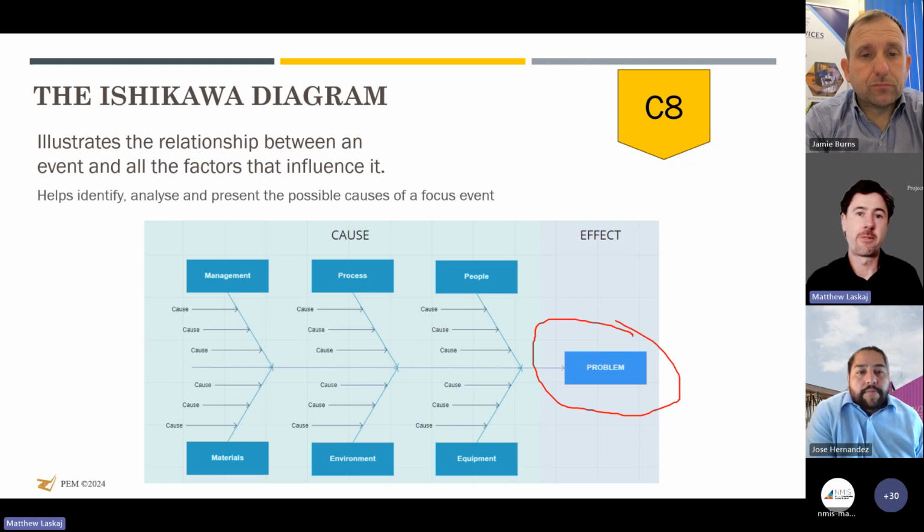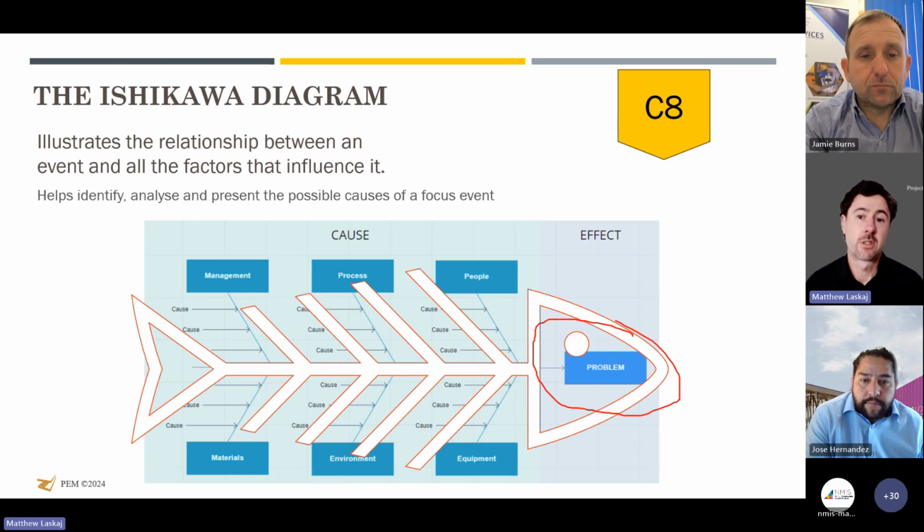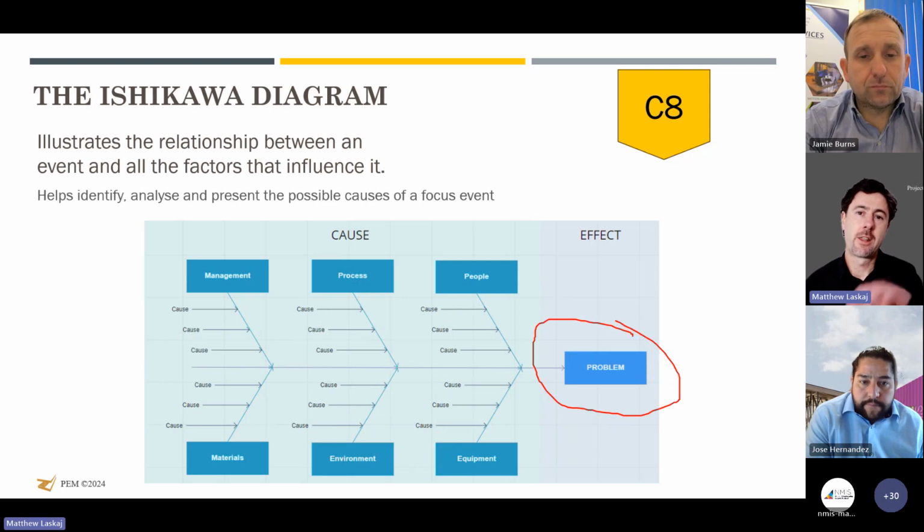The problem is my fan stopped working. And that's called the fishbone diagram, because it kind of looks like a fish bone, a fish skeleton. So in the head of the fish, the problem is the fan stopped. But what else could have been a cause of that? So rather than saying, oh, it could be the bearing, it could be the belt, it could be misalignment, let's start off with the category.